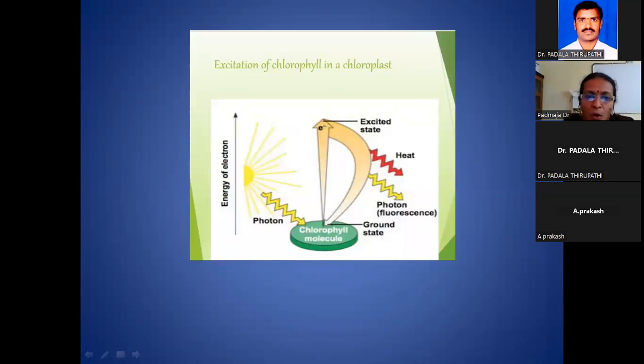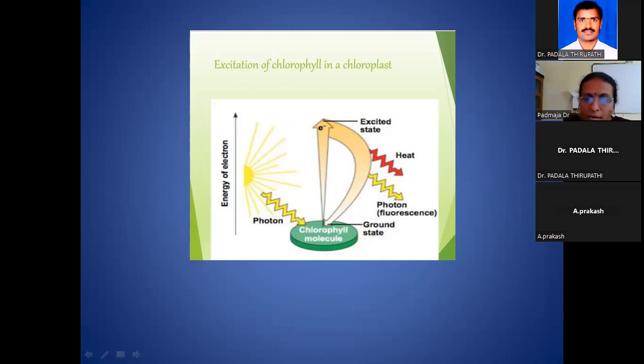What happens when the sunlight gives light? This light contains particles known as photons. These photon particles fall on the chlorophyll, and this chlorophyll will be excited from the ground state to the excited state. In this excited state, it releases electrons. And these electrons will move from one electron carrier to another electron carrier.